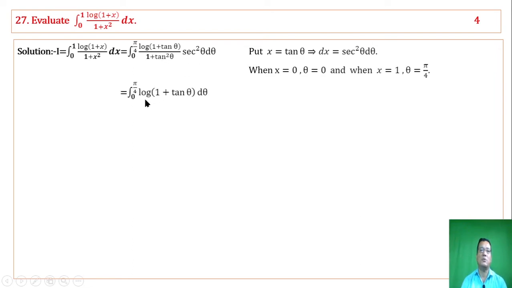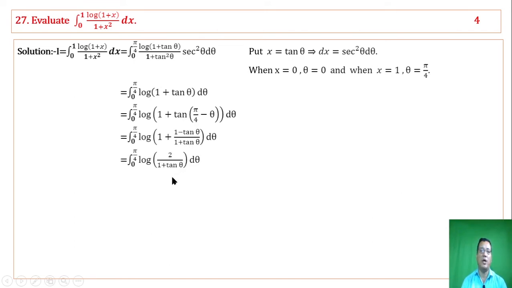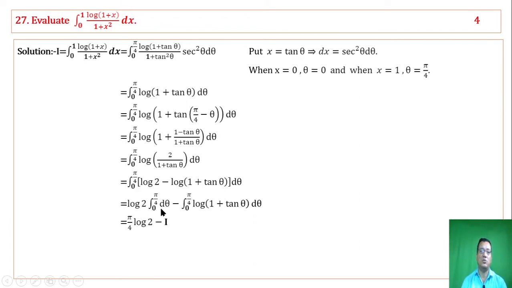We have log of 1 plus tan theta, and apply the 0 to a property rule. Theta can be put in the form of pi by 4 minus theta, whose expansion is this. Summing up, we have this, which is again equal to log 2 minus log of 1 plus tan theta, which is equal to this, and whose value is pi by 4 log 2. We transfer I to the left side. We have twice I, and therefore I becomes pi by 8 log 2, which is the requirement.